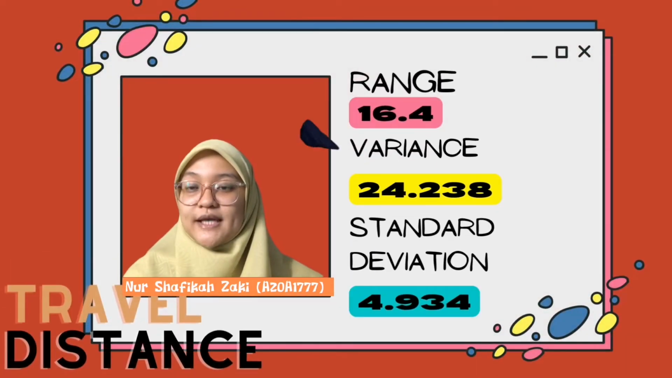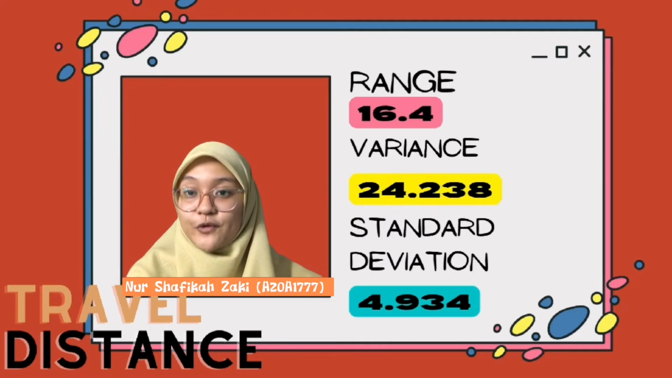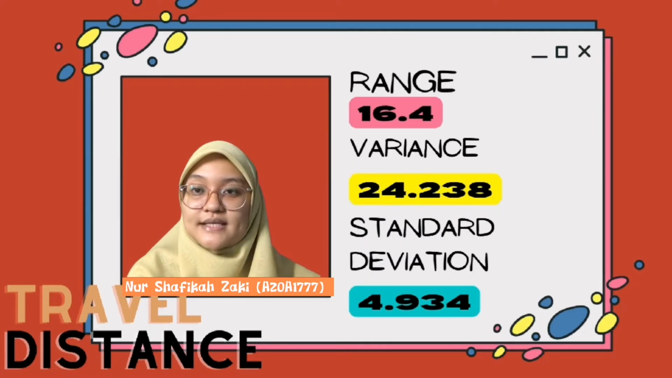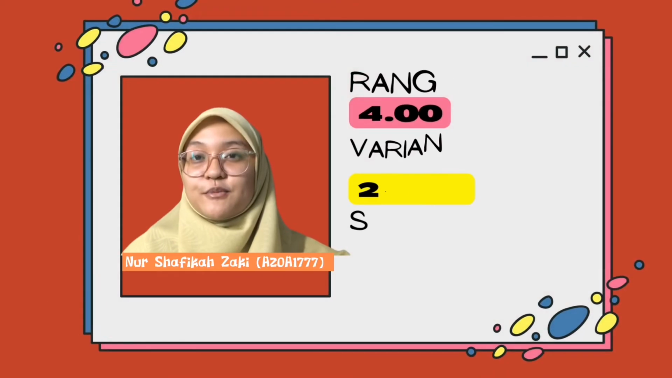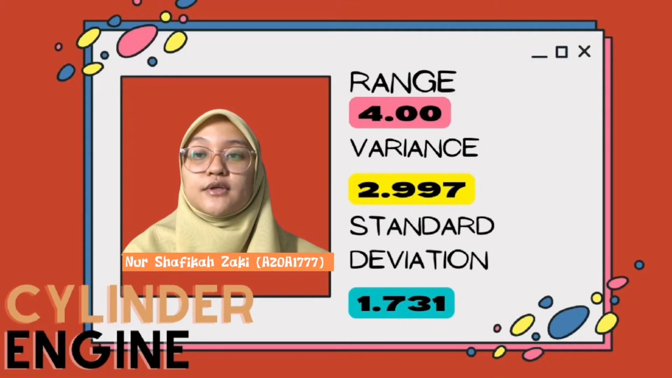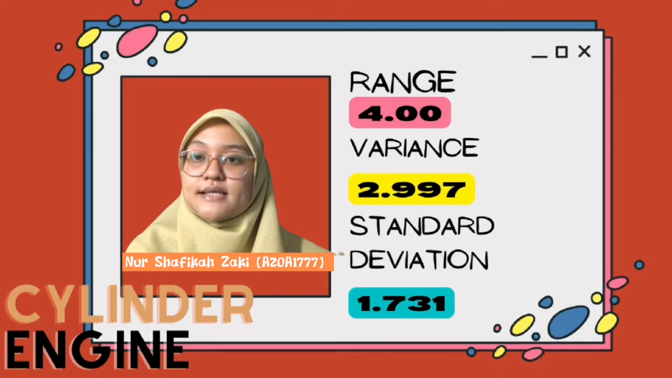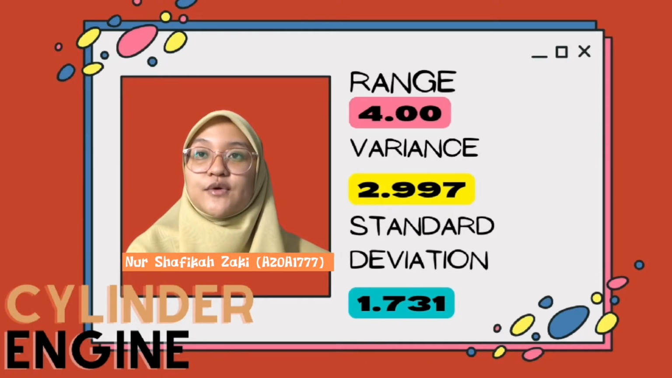Next, we move to KPL. For KPL, the range is equal to 16.4, the variance equal to 24.238, and the standard deviation equal to 4.934. Next, we move to cylinder. For cylinder, we have calculated the range equal to 4, the variance equal to 2.997, and the standard deviation equal to 1.731.